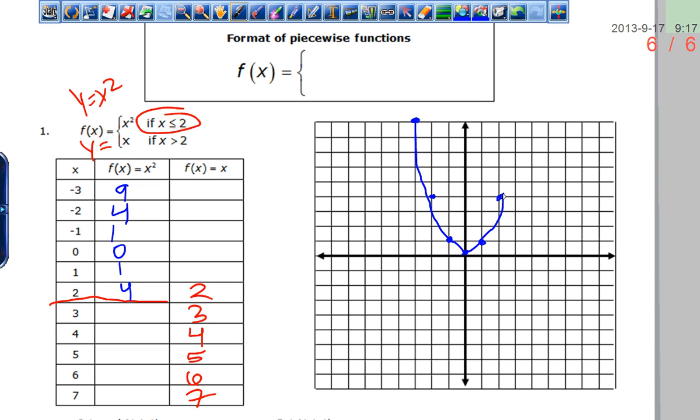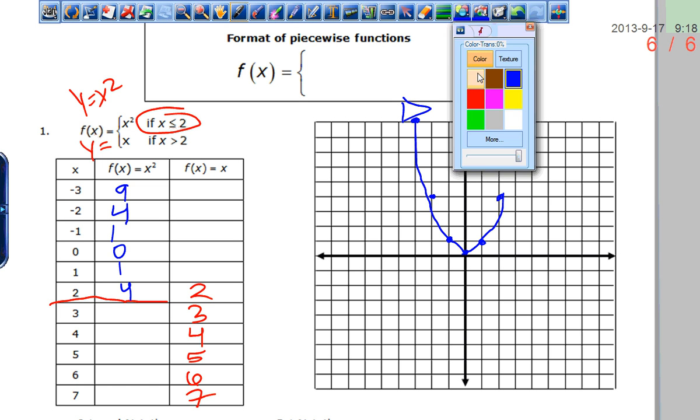Questions? Other than what the heck are we doing? All right, now it says for everything smaller than 2, right? So I'm going to go ahead and put an arrow at the end here because it's everything smaller than 2, and we know parabolas keep on going both ways. In this case, we're just going on the left.